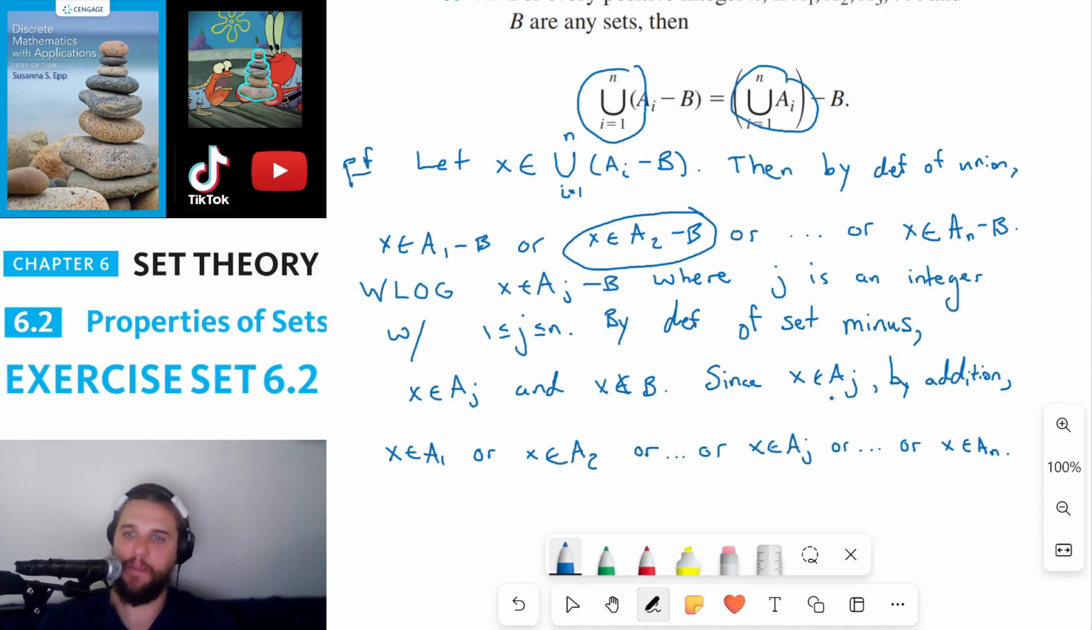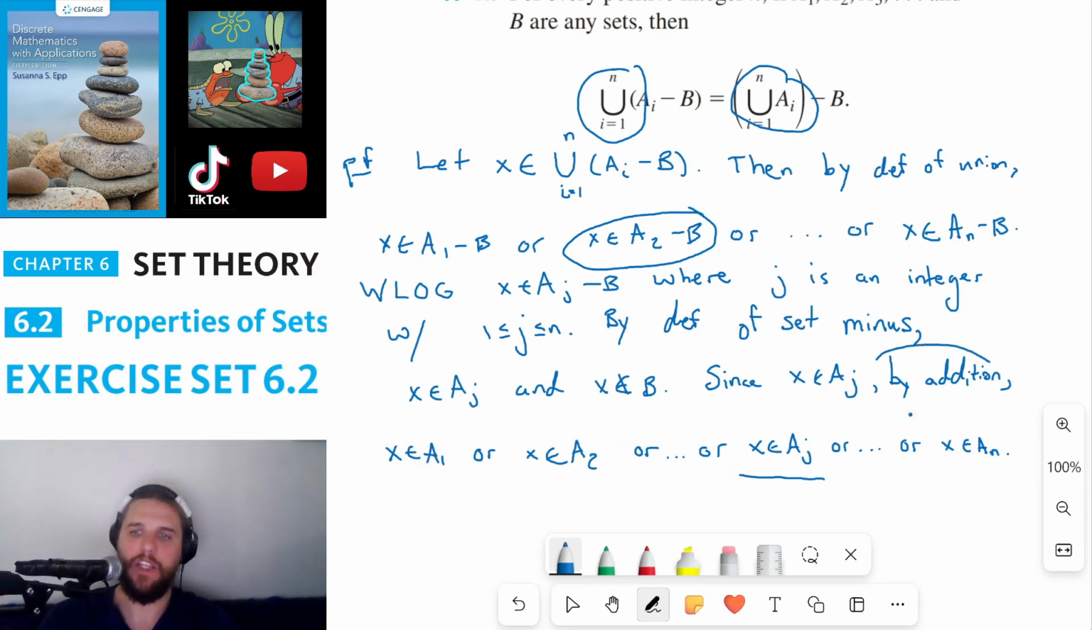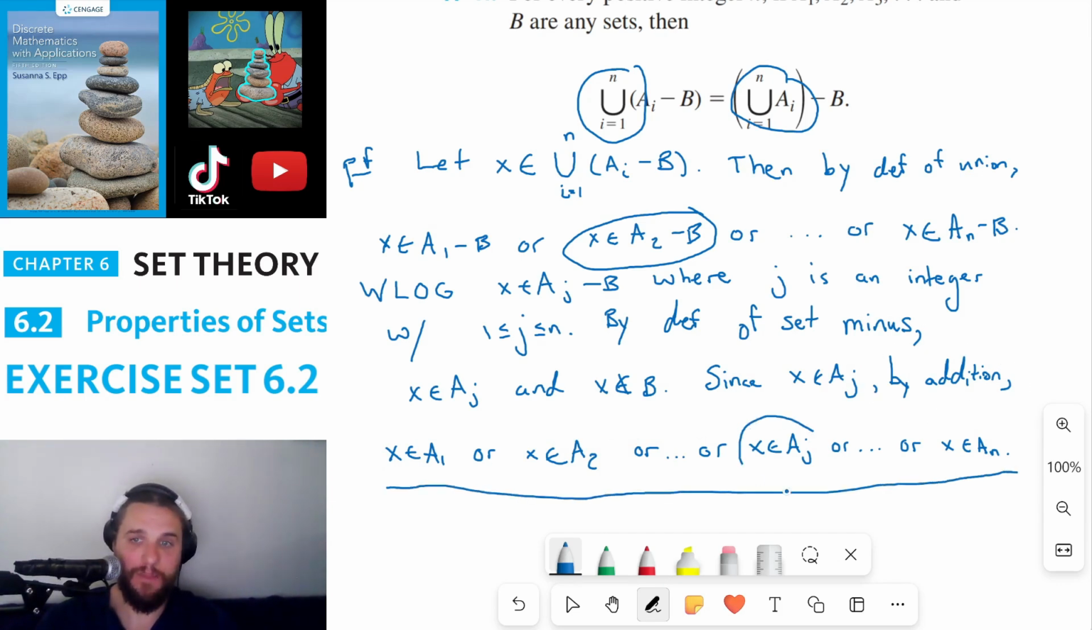So since x is an element of A_j, by addition we can say x is an element of A_1, or x is an element of A_2, or x is an element of A_3, and so on, or x is an element of A_j. This is the one that we know to be true at this point, or, and then so on, or x is an element of A_n. Now we actually don't know whether or not all of these other statements are true, but we don't need to know that they're true according to the rule of inference addition. So this whole statement is true precisely because this part of the statement is true.